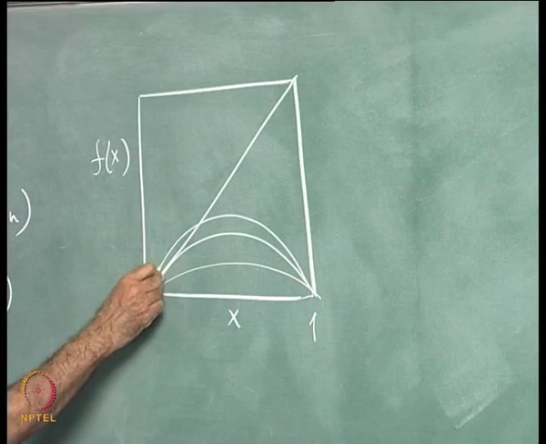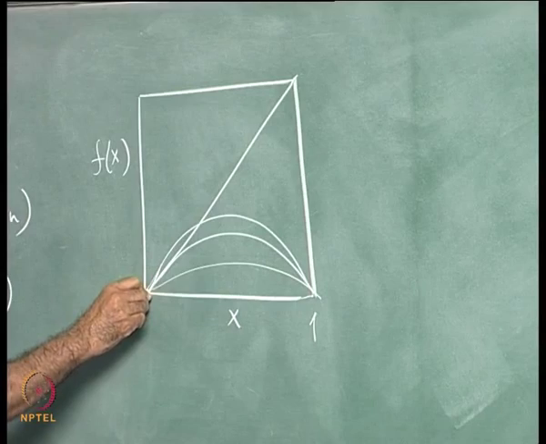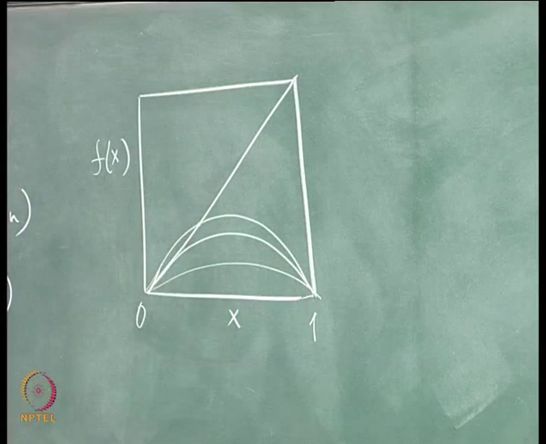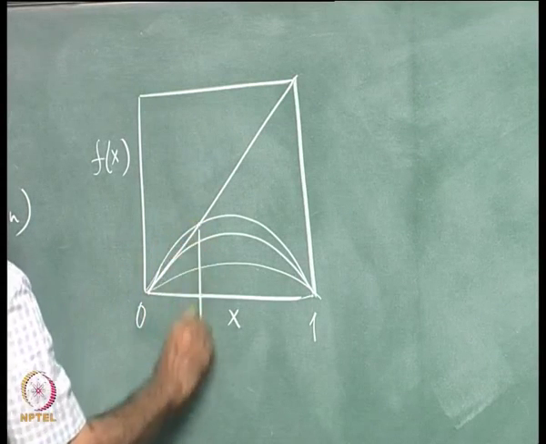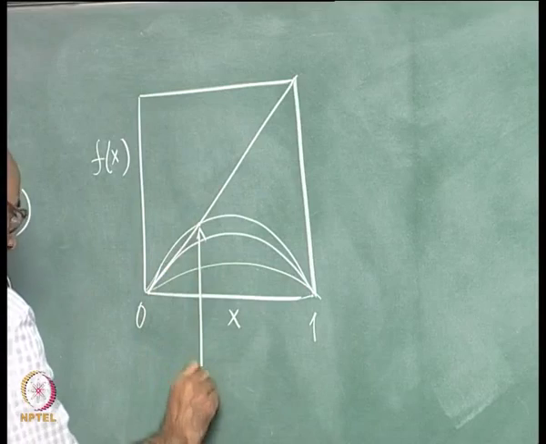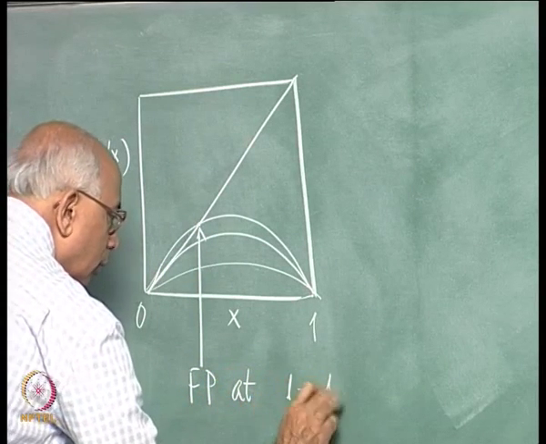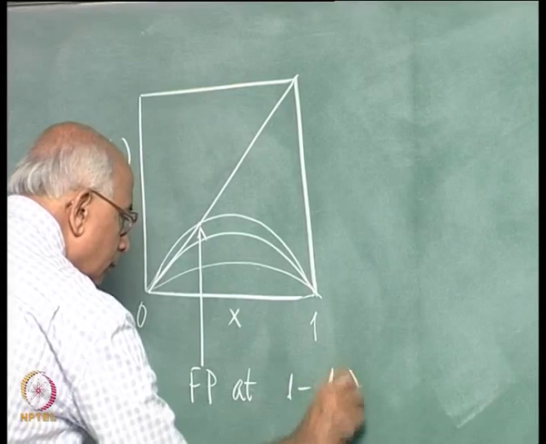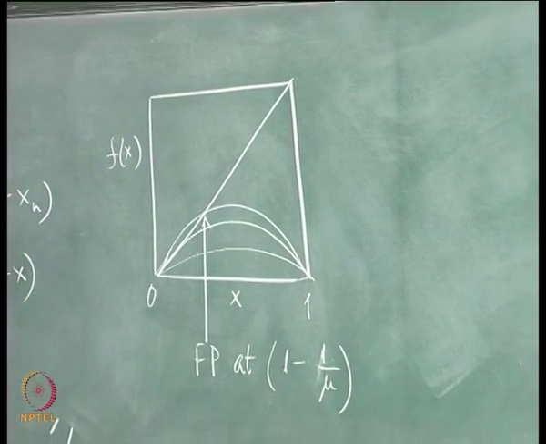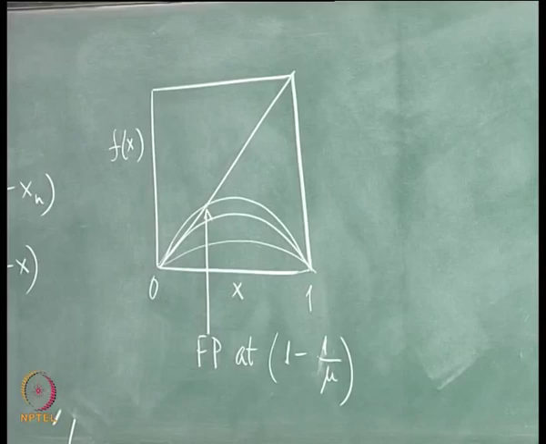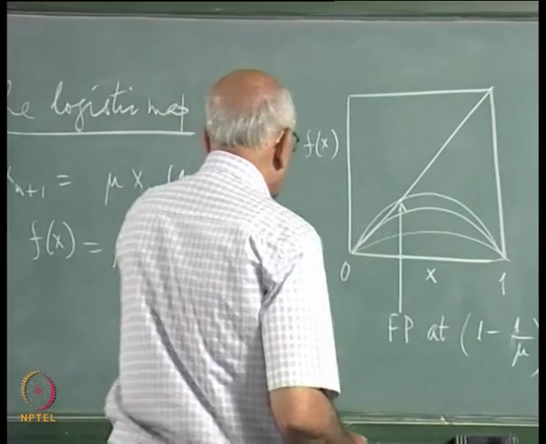The slope here has exceeded 1, but the slope at this fixed point is less than 1. So it becomes stable, and this fixed point at 1 minus 1 over mu, that becomes stable. We can easily compute what the value of that slope at that point is. Now what is the value of the slope at this point?